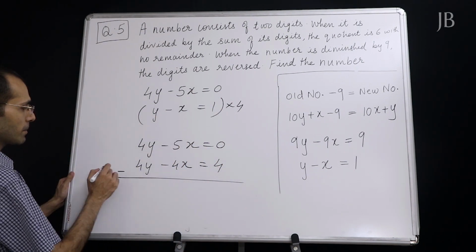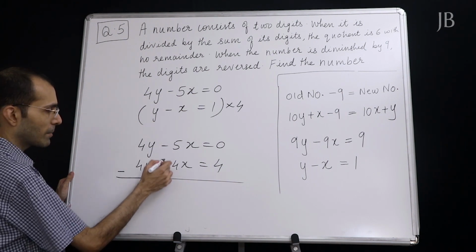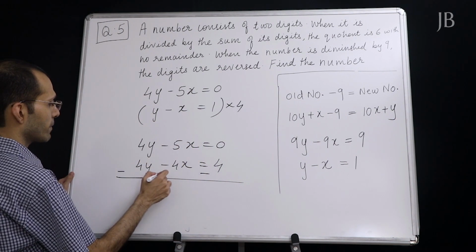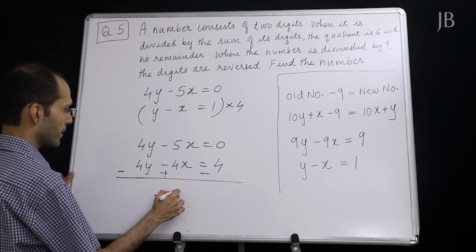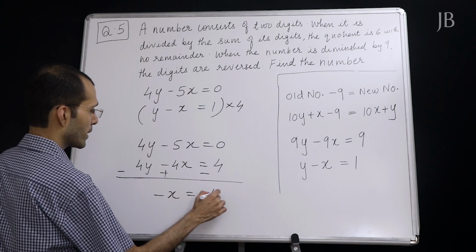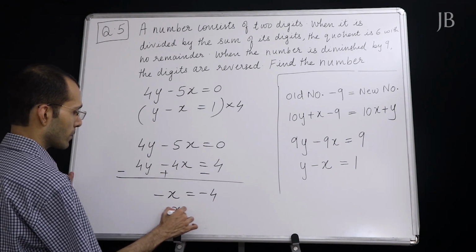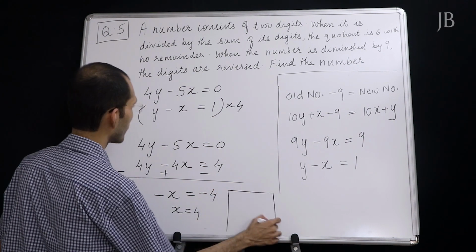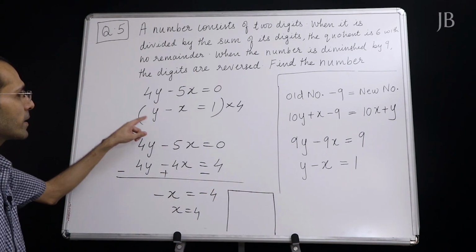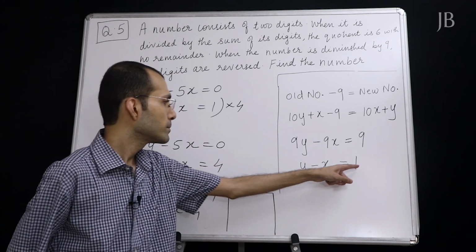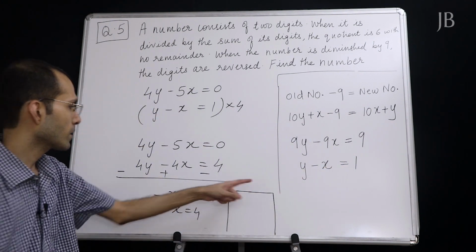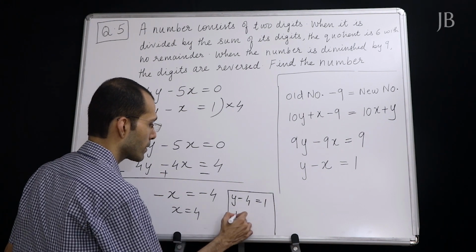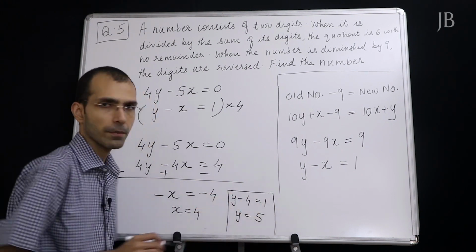Subtraction will work best here. Minus, here also minus, but minus into minus is plus, then here minus. So minus 5x plus 4x, that is minus x, is equaling minus 4. So x will be 4. But we need to get y, so put it in this equation. So x is 4, no? So y will remain y. y minus 4 is 1. So y is 5, but the sum doesn't end here.